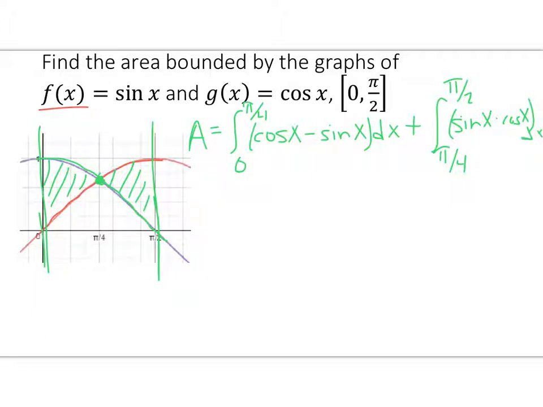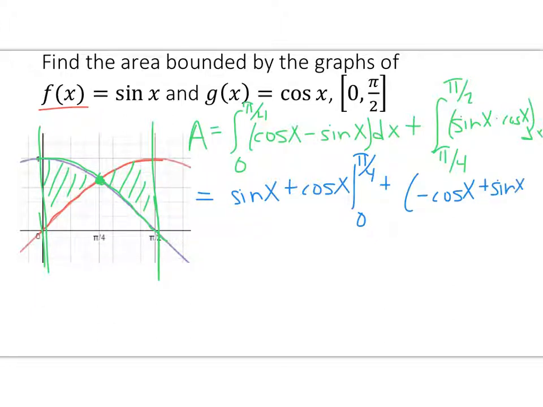Okay, so I need to integrate. I'm going to switch back to blue. So the integral of cosine x is sine x. The integral of negative sine x is positive cosine x, and I'm evaluating that from 0 to pi over 4. And then I'm adding to that, again, the integral of sine x, in this case, is negative cosine x. And the integral of cosine x is positive sine x. And I'm integrating from pi over 4 to pi over 2.